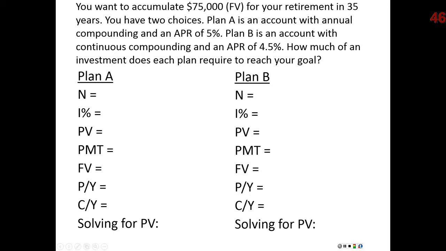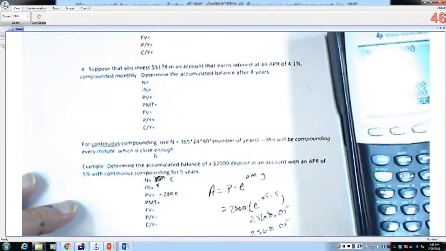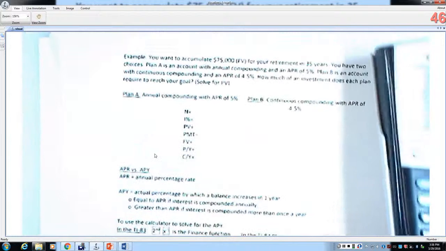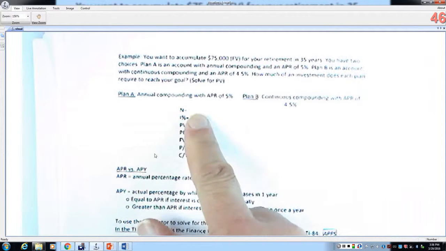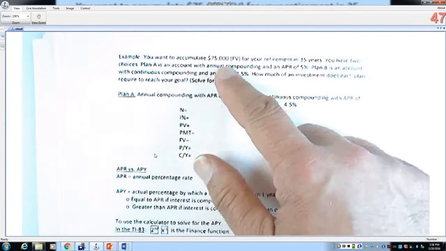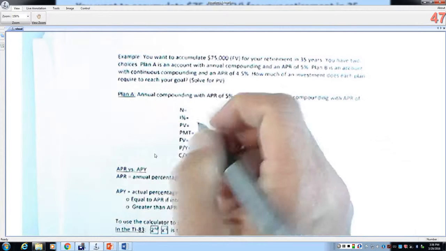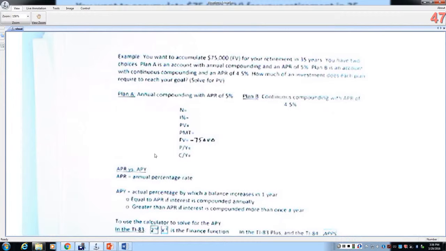Okay, so let me go ahead and do this on the calculator. So you guys have those notes, right? To refer by? Okay, so our first step is this one right here. You want to accumulate $75,000, so let's put $75,000. Again, that's going to be negative $75,000, and it's going to be on the future value this time instead of the present value, because that's what you want out in the future. You're going to want to get $75,000 out in the future.